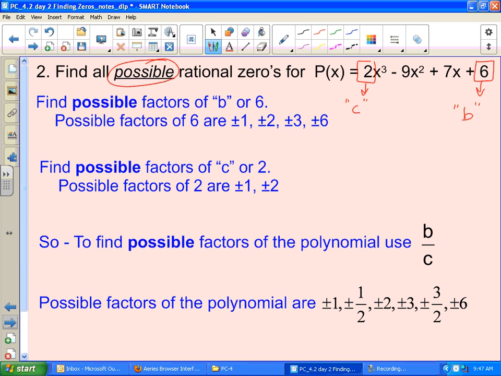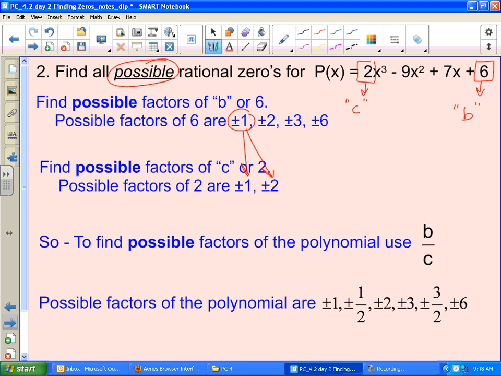How come? Because a negative and a negative could produce a positive, exactly. So I'm doing plus or minus 1, 2, 3, and 6. Those are the factors. Factors of 2: 1 and 2. Now we take them and we find out all of the possibilities. So what I do when I'm doing this is I take all of the b values and I divide each of those b's by each of the c's.